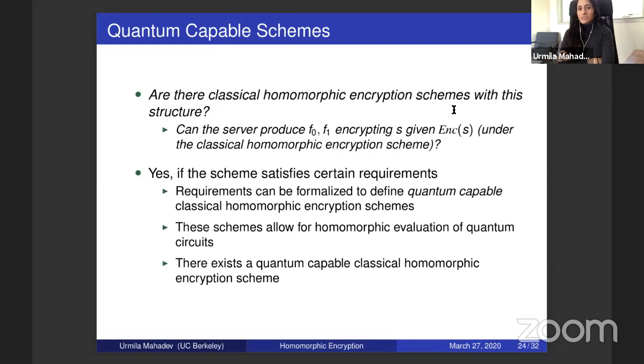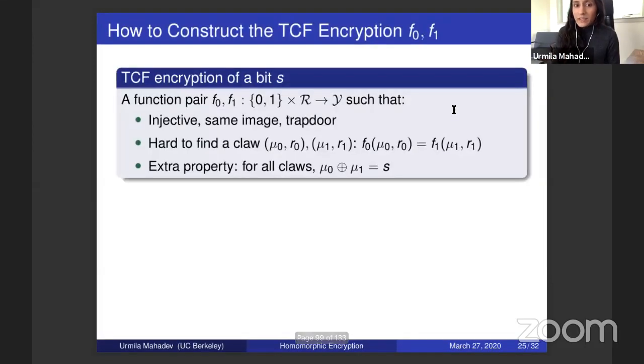So now I'll start by defining F0 and F1, starting with the encryption of a bit S. And this is just a reminder of what I want the TCF encryption to look like. I'll need this reminder because what I'm going to do now is define F0 and F1, and then tell you what the classical homomorphic encryption scheme has to look like in order to satisfy these requirements.